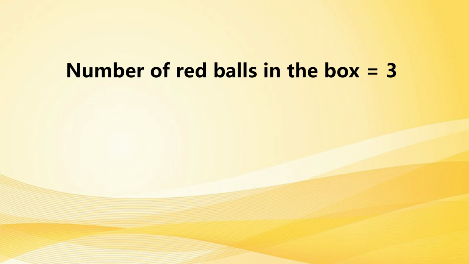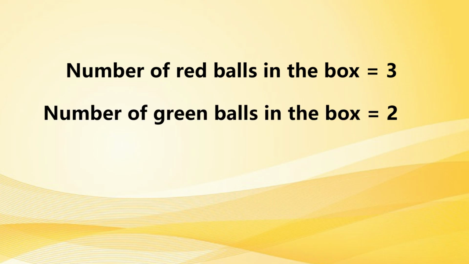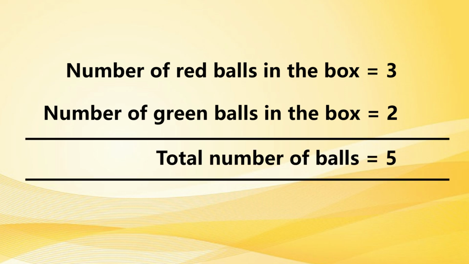A box has 3 red and 2 green balls. 2 balls are drawn one after the other. Find the probability that the ball drawn would be red if the ball drawn first is not returned to the box before the second draw is made. From the given information, we have the number of red balls in the box is 3 and the number of green balls in the box is 2. Hence, the total number of balls in the box is 5.